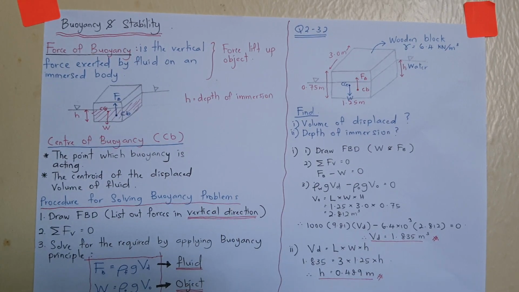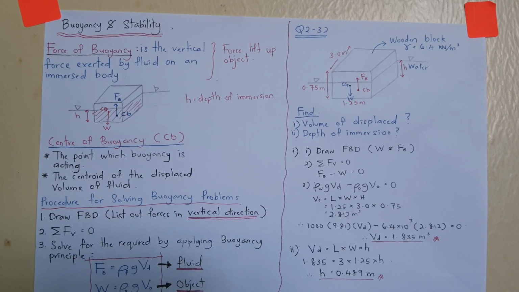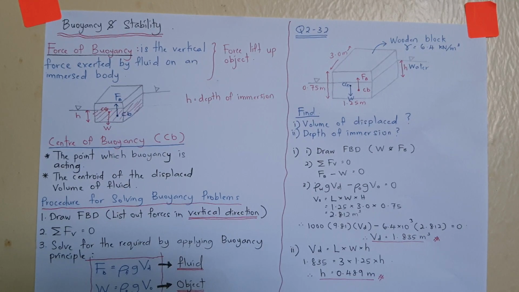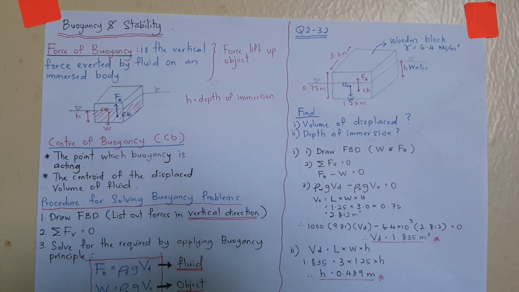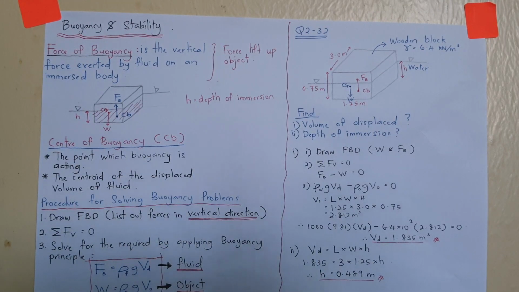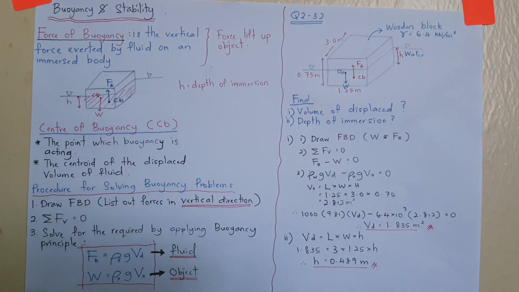Okay, remember 3 steps to solve the buoyancy principle. Number 1, draw free body diagram, list all forces in vertical directions. Number 2, do summation of forces in vertical direction equal to 0. Then, by using the equation, solve the problem, either your problem needs you to calculate the depth of immersion or volume displaced. So now take a look at this example.